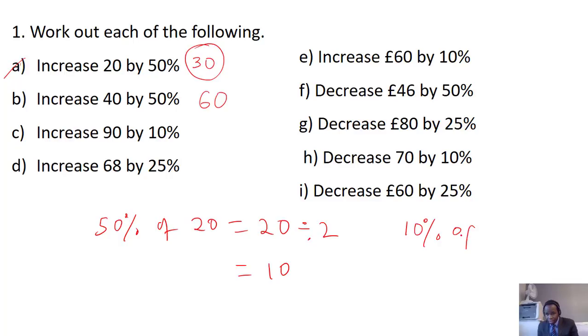So we're gonna get 10% of 90. Now when you get 10% of 90, you are dividing 90 by 10. Now 10 into 90, how many 10s are in 90? It's obviously 9. Okay? So that means that the 90 is gonna go up by 9. So the new number is gonna be 90 plus 9, which becomes 99.